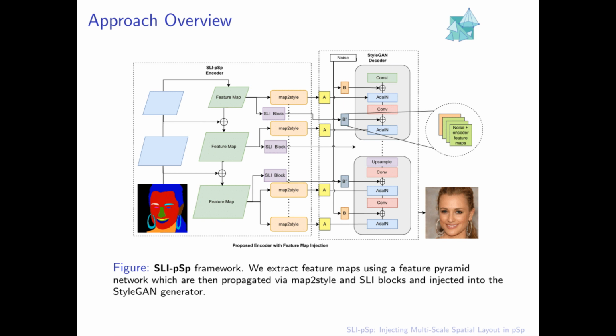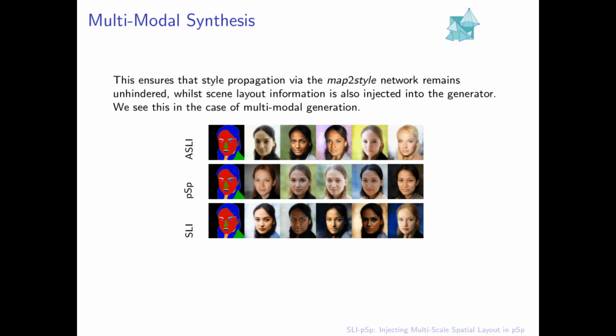Since the noise is injected separately and allows for local stochastic changes, this makes it a suitable location for the injection of the features. Further, since StyleGAN uses hierarchical generation, we restrict feature injection to lower scales to ensure higher flexibility. This approach ensures that style propagation via the map to style network remains unhindered, whilst the scene layout information is also injected into the generator.